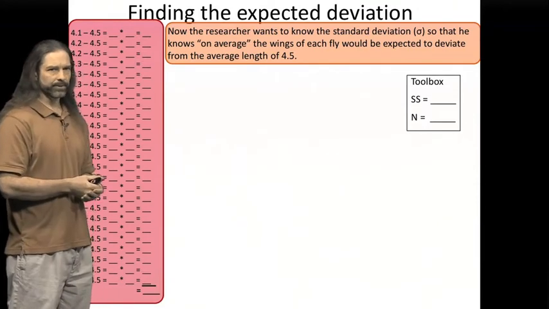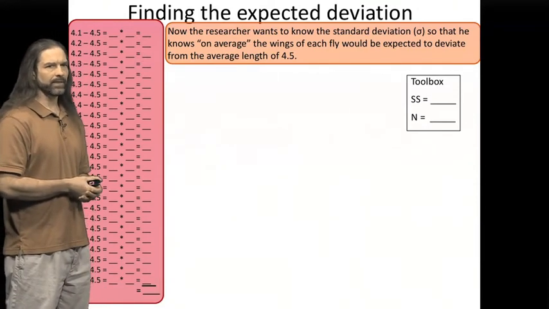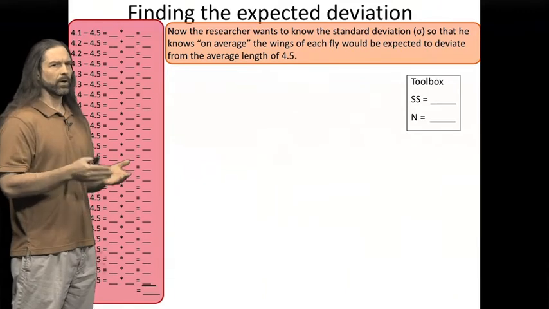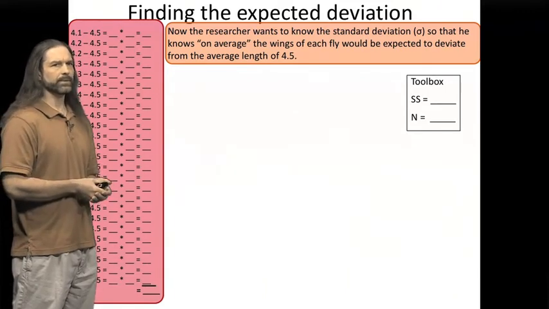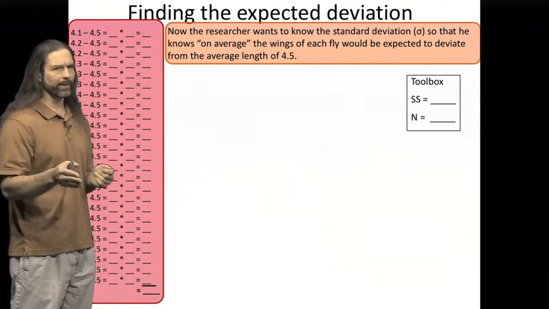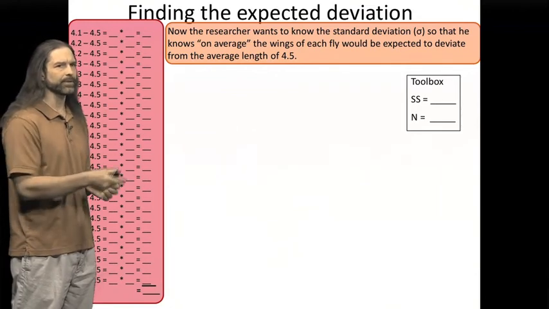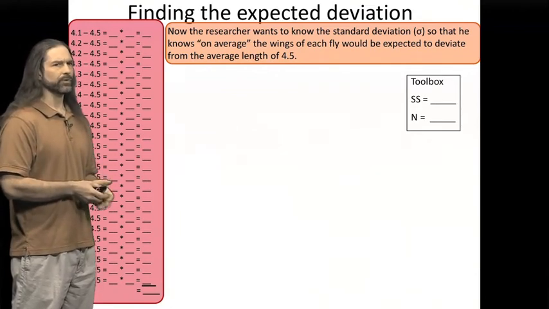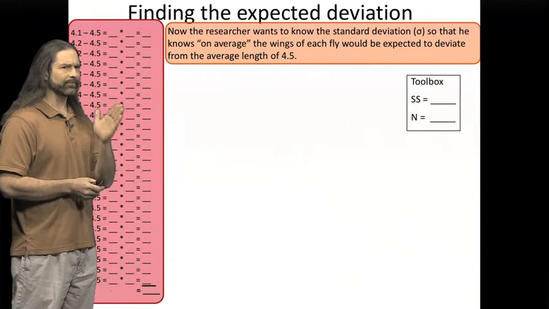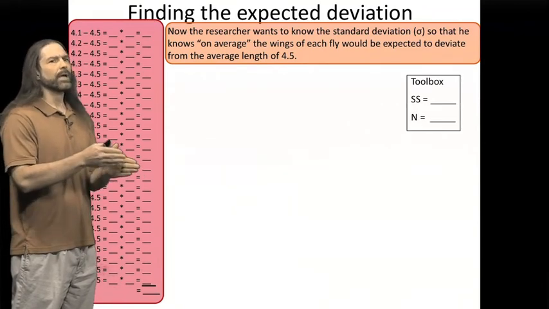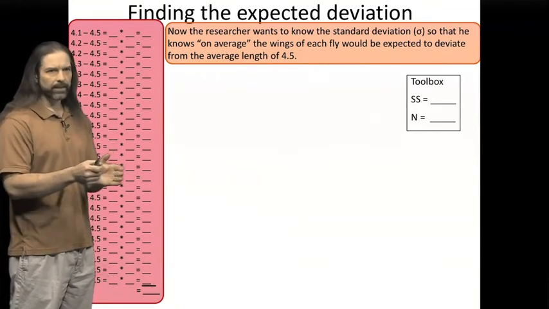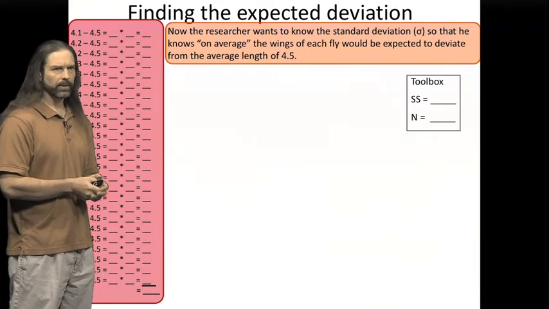But now the researcher wants to calculate the standard deviation because he wants to know on average what is the distance each fly's wing length would be from that average of 4.5. So 4.5 millimeters is the average length, but the average distance away is the standard deviation.